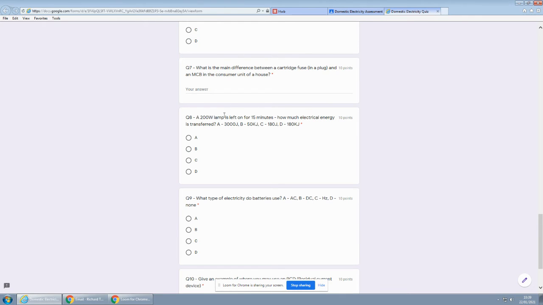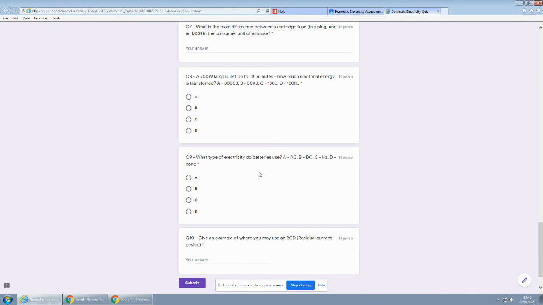A 200-watt lamp is left on for 15 minutes. How much electrical energy, right? So we're looking at joules per second here. So 15 minutes is how many seconds? That's 15 times 60, that's 900. And then you times that by the amount of watts. That's 180,000 joules. So 180 kilojoules is the amount of electrical energy transferred, right? 180 kilojoules, 180,000 joules.